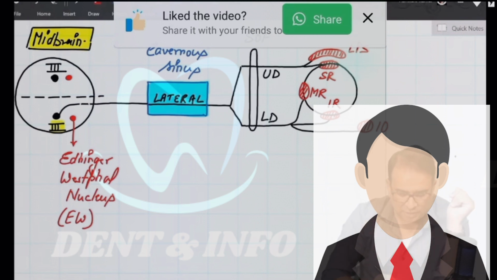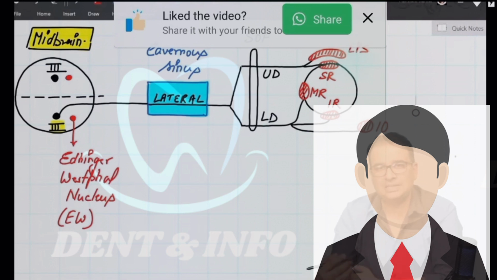The nerve coming out of the third nucleus runs in the lateral wall of the cavernous sinus. We will discuss the cavernous sinus in detail in a later part. And then the nerve divides into upper and lower divisions. The upper division supplies the upper two muscles, as you can see. By the upper two muscles, I mean they will be supplied by the upper division only.